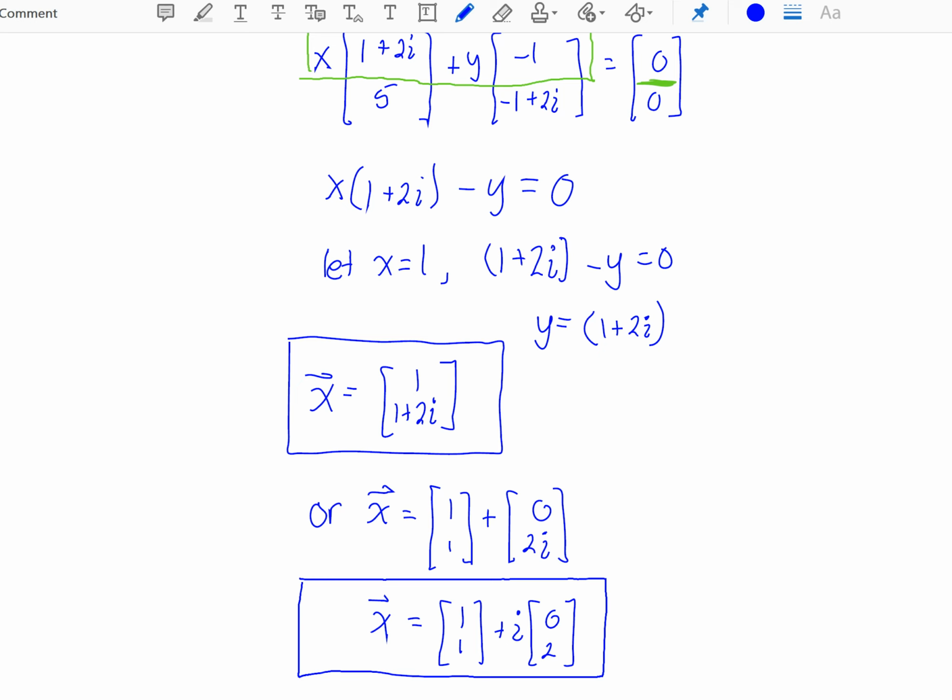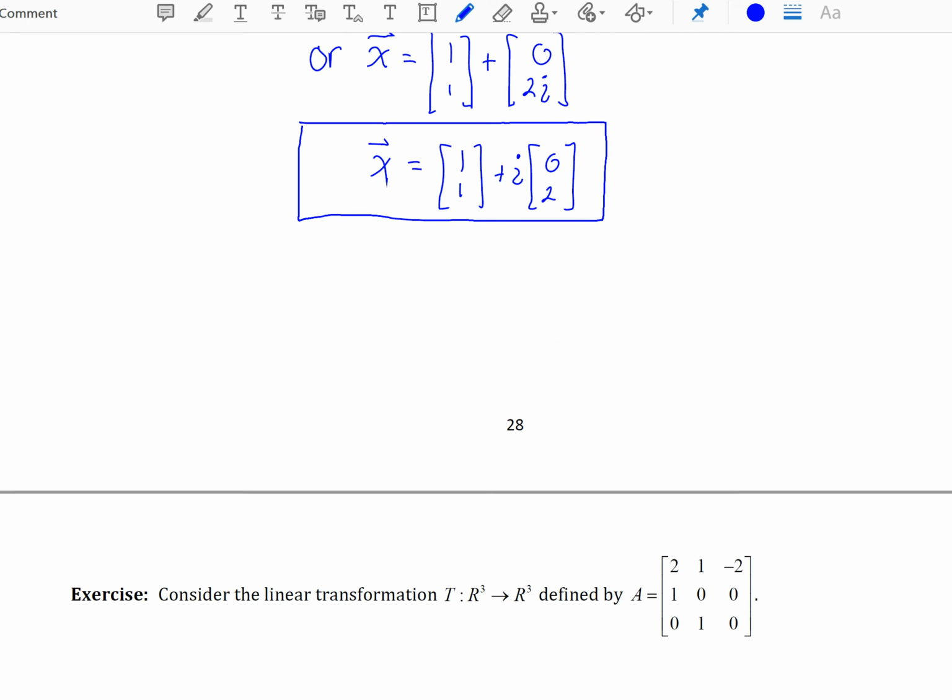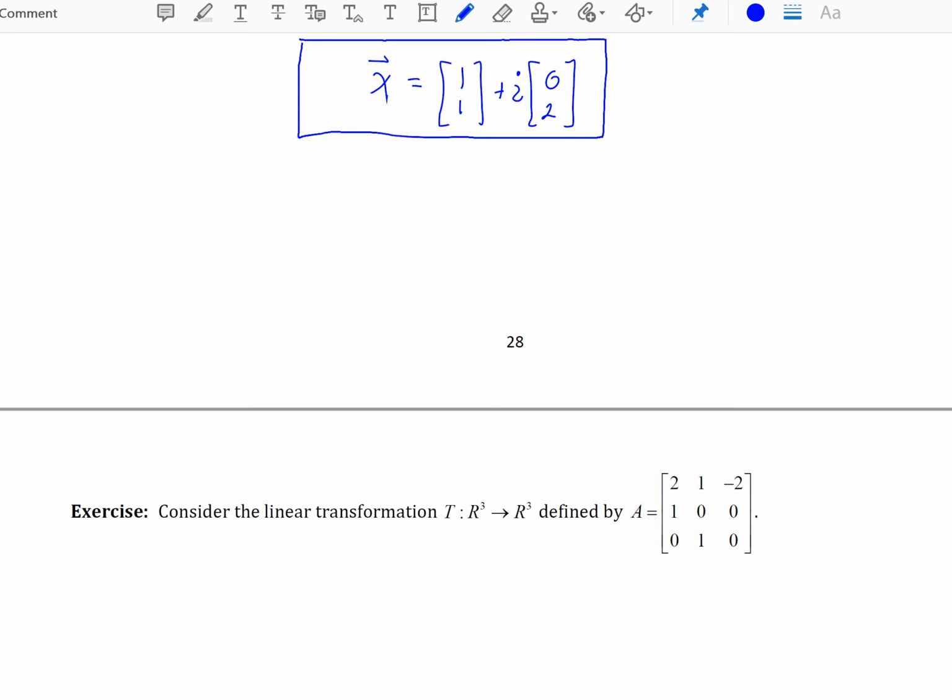Okay, I'm going to stop this video here. There's one more example I want to do on your guided lecture notes that has transformations from R3 to R3. But I'm going to do that in a separate video. So I'll see you then.